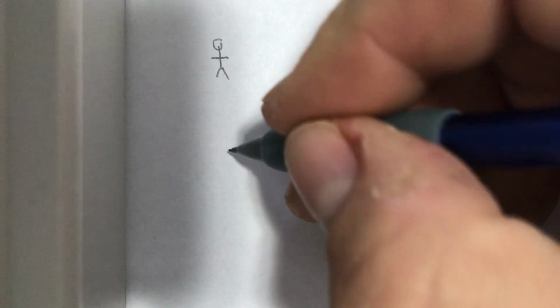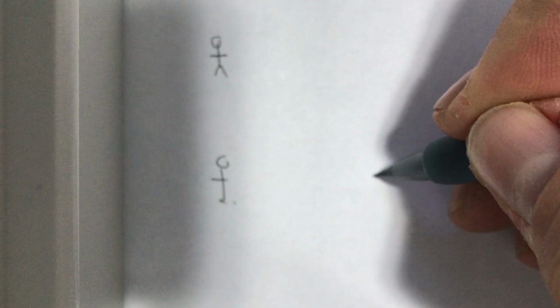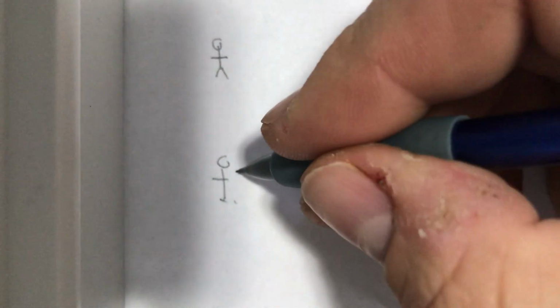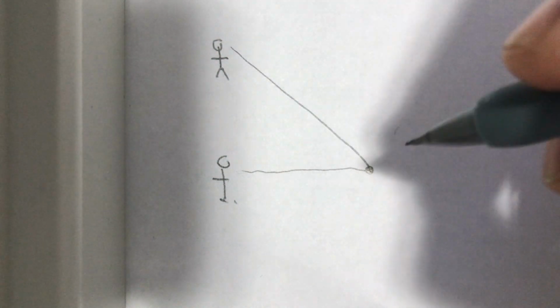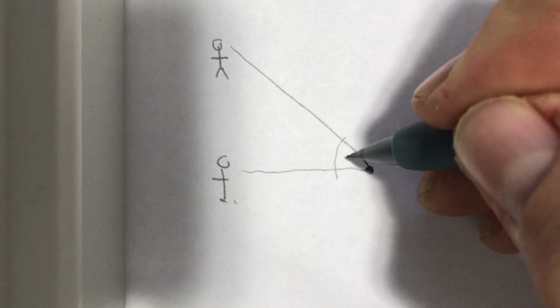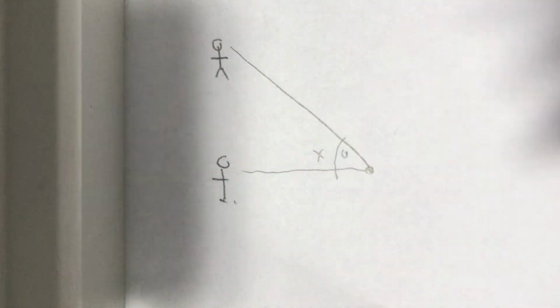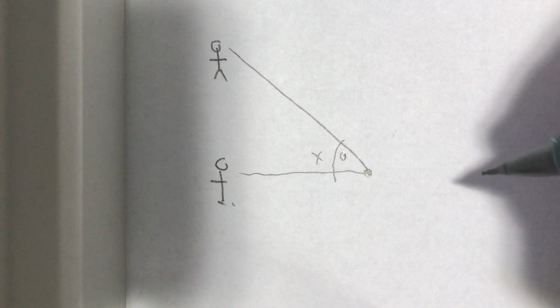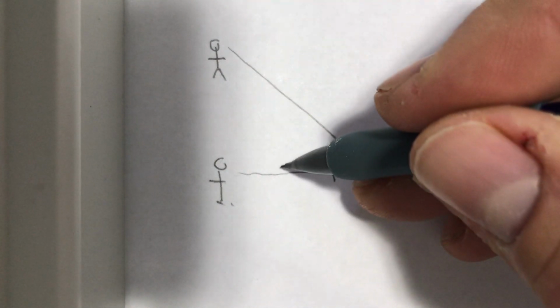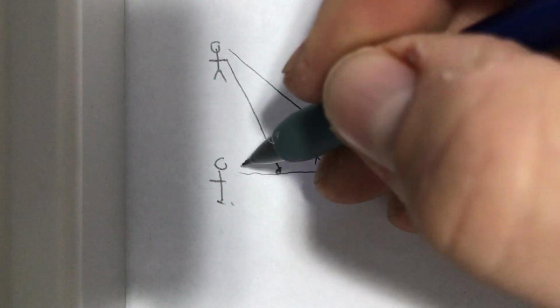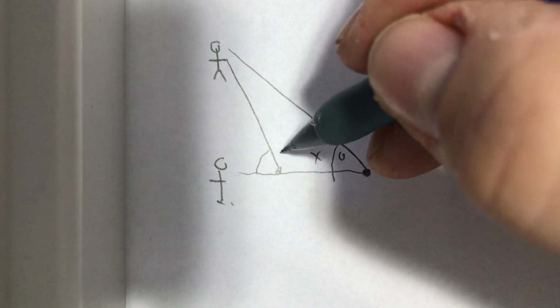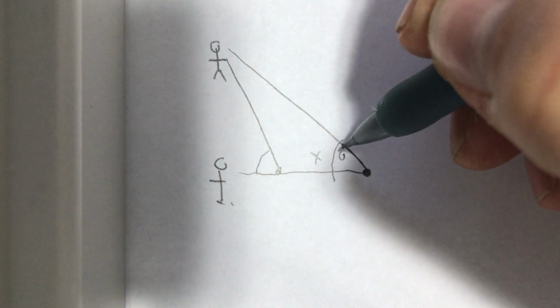So if we have two observers, and they're looking at an apple. This observer observes it from this angle. This observer observes it from this direction. And this angle, we'll just call this angle X. Now, what happens to that angle if that object was closer? Let's say it's right here. Now this angle increases. That's a bigger angle than that one.